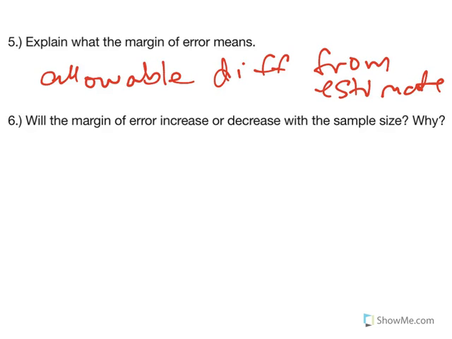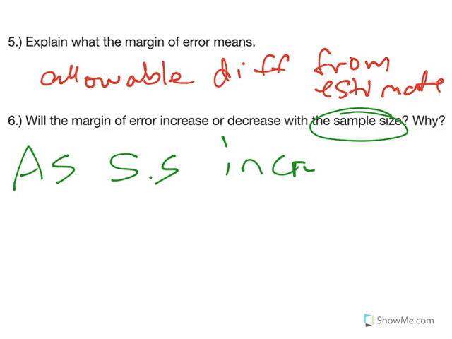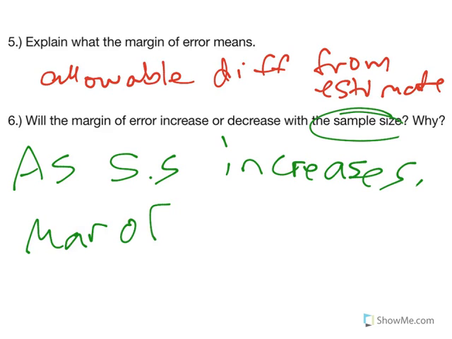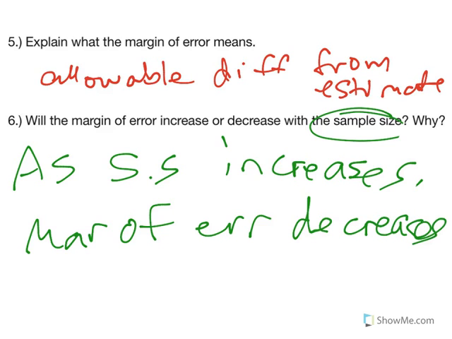Okay. Number 6, we've already talked about. As the sample size increases, so if you talk to more and more people, your data becomes more accurate. As the sample size increases, your margin of error decreases, and vice versa. If your sample size gets smaller, your margin of error gets bigger.